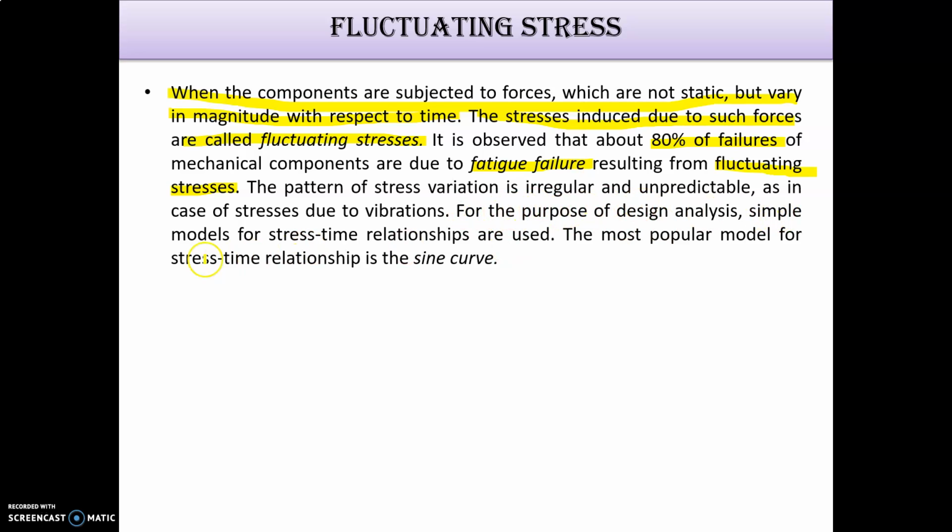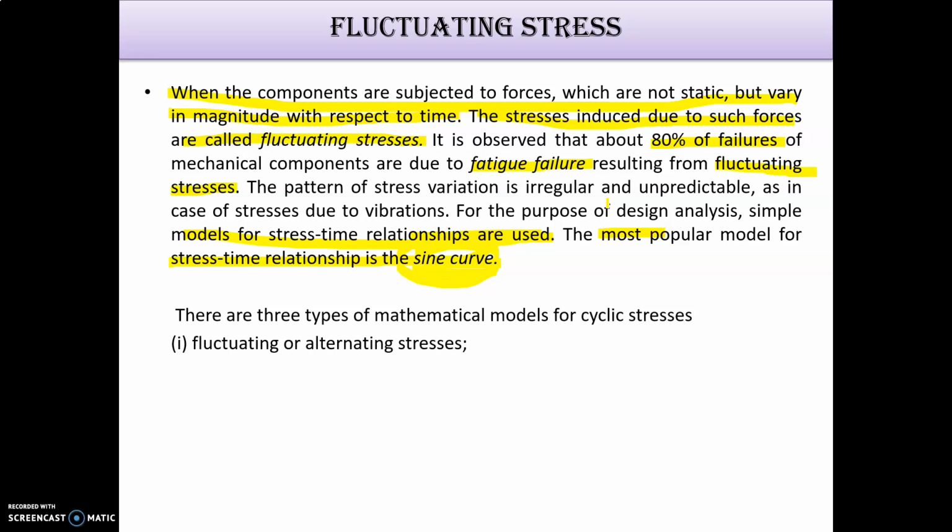That's why, for design analysis, simple models for stress-time relationships are used. The most popular model of stress-time relationship is the sine curve. To understand this, there are three mathematical models, or load cases, which can be considered under fluctuating stresses: the fluctuating, or alternating, stress, the repeated stress, and the reversed stress. So let's see the fluctuating stress.